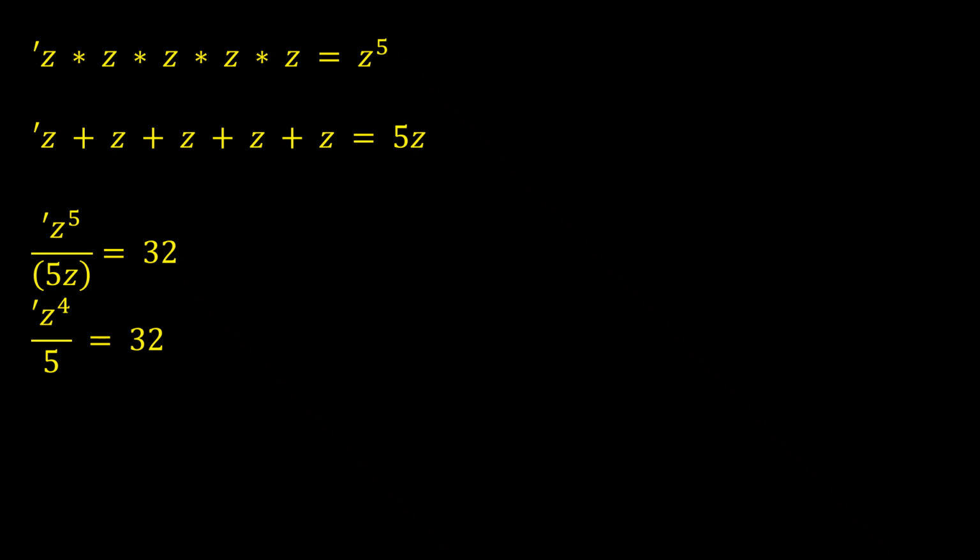Simplify the fraction by dividing Z to the power of 5 by Z. This simplifies to Z to the power of 4, all divided by 5, equals 32. Multiply both sides of the equation by 5 to get Z to the power of 4 equals 32 times 5. 32 times 5 is 160, so Z to the power of 4 equals 160.